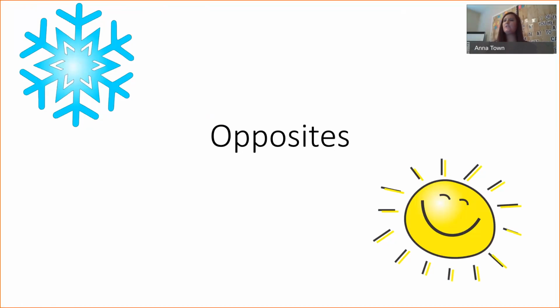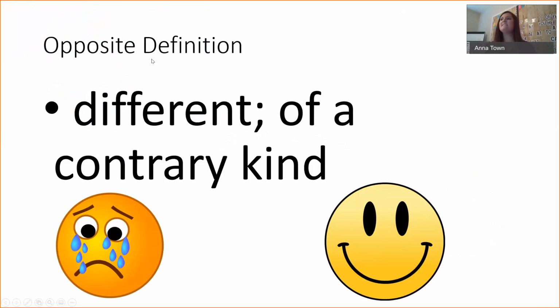I'm now going to tell you what opposite means, its definition. Opposite means different, so not alike. It's of a contrary kind, not the same. It's not like hot and warm. Those mean the same thing. Or cold and chilly. No, those are similar. They are things that are alike. We do not want that. We want to talk about opposites, things that are different. So hot and cold.